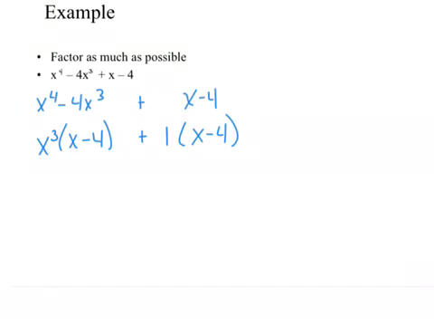Then I'll factor out the common set of parentheses, and if there's any further factoring I can do, I will do that last. Finally, I check my answer using FOIL or the box method.